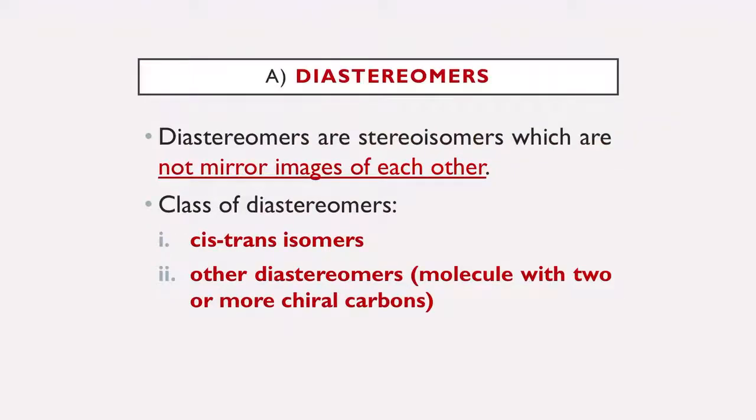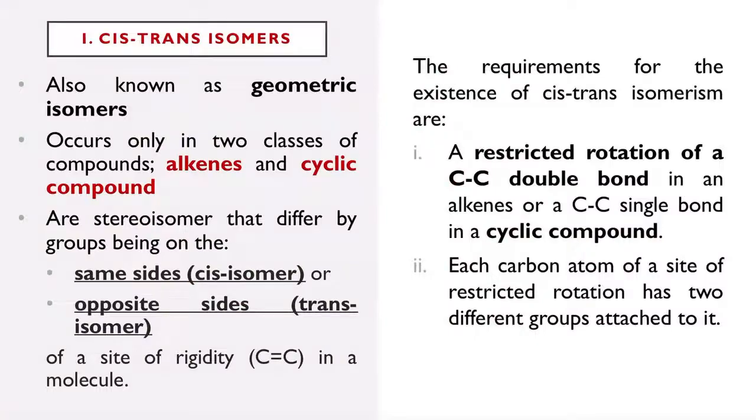Alright, so the first one is diastereoisomers. So diastereoisomers are isomers which are not mirror images of each other. That means that if you have A and then awak reflect it, it is not the same kat sebelah. The mirror image is not the same, okay? It is different. So you have two classes of diastereoisomers. You have cis-trans isomers and you have other diastereoisomers, molecule with two or more chiral carbons. So let's look at cis-trans isomers. It is also known as geometric isomers and it occurs in, ini penting, alkenes and cyclic compound. Alright, so you need to be an alkene or cyclic compound in order to have cis-trans isomers.